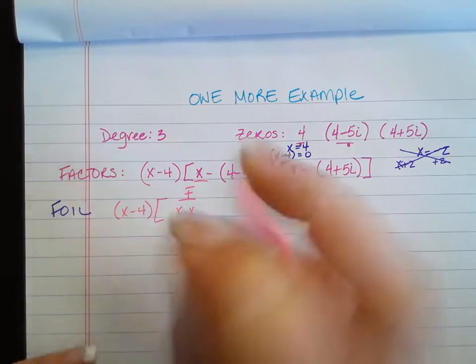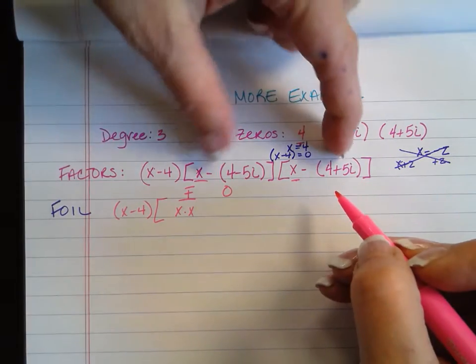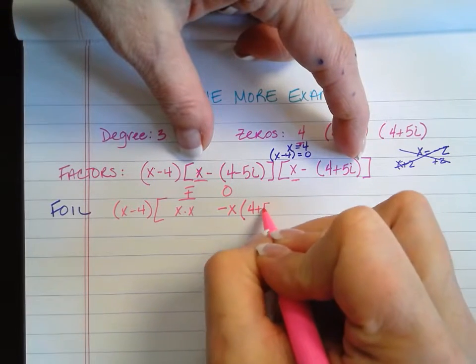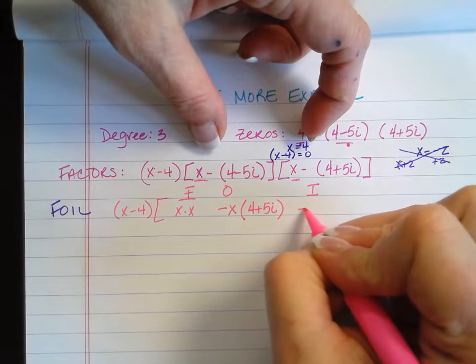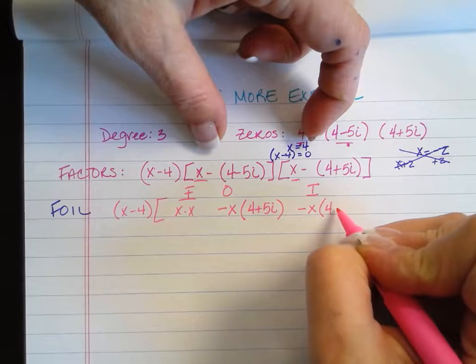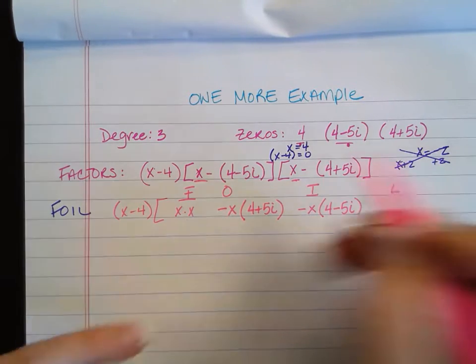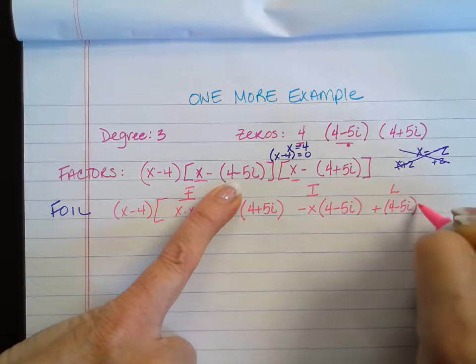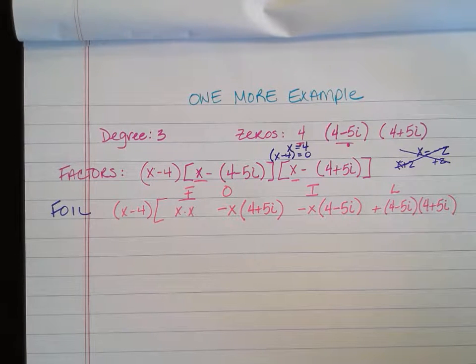And I'm just going to write what I'm doing for this step so I don't get lost, okay? My outer would be negative x times 4 plus 5i. My inner is going to be negative x times 4 minus 5i. And then my last is just 4 minus 5i times 4 plus 5i. Everybody good so far?